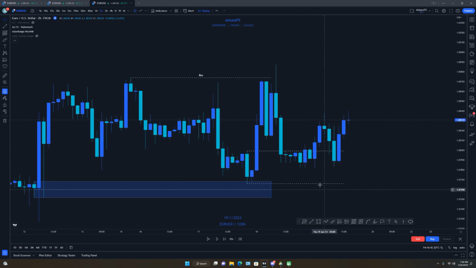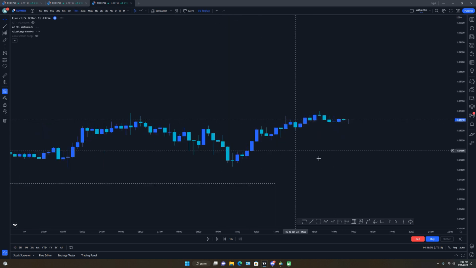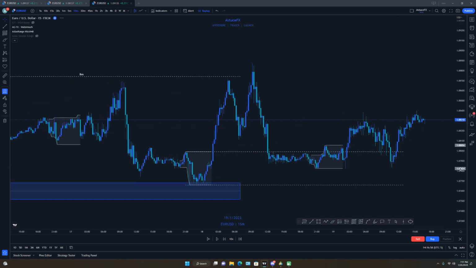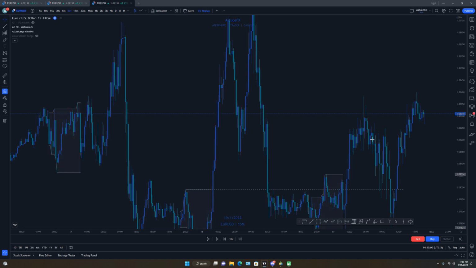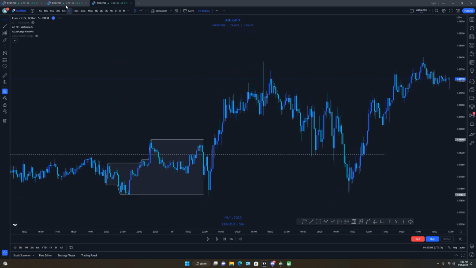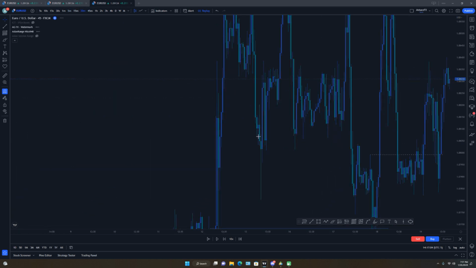But if it breaks, maybe it failed or didn't give confirmation or something. So this is what I have: demand that broke structure, and this is a pullback to it. So I look for confirmation and I buy to the upside. And now I go to my lower time frame to refine it. Once I go to, I think, 15 minute. Let me check the 5 minute if I can see anything, or the 30-minute time frame.